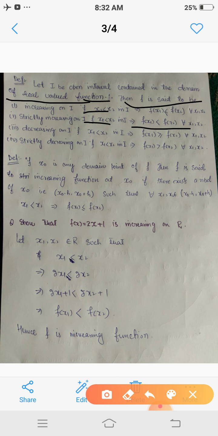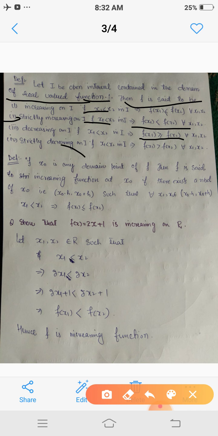This means that we say that this function is strictly increasing on I. Similarly, if we consider decreasing, for points on I, that is x1 less than x2 in I implies that f of x1 is greater than or equal to f of x2. This means that there is the possibility that at two different points the value of the function is the same. So this means that it is a decreasing function.